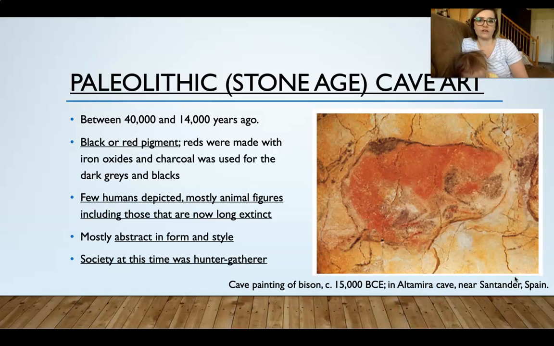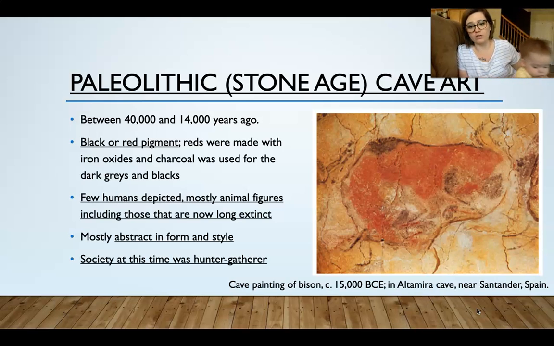Okay, so the Paleolithic or Stone Age cave art. Art served a different purpose then than it does now. It was to record history. So they used black or red pigments because that was easily accessible given the natural elements that they had access to, so iron oxides and charcoal. There are a few humans depicted, mostly animals, including those that are now extinct, which gives us insight into the creatures that roamed the earth before our modern existence.